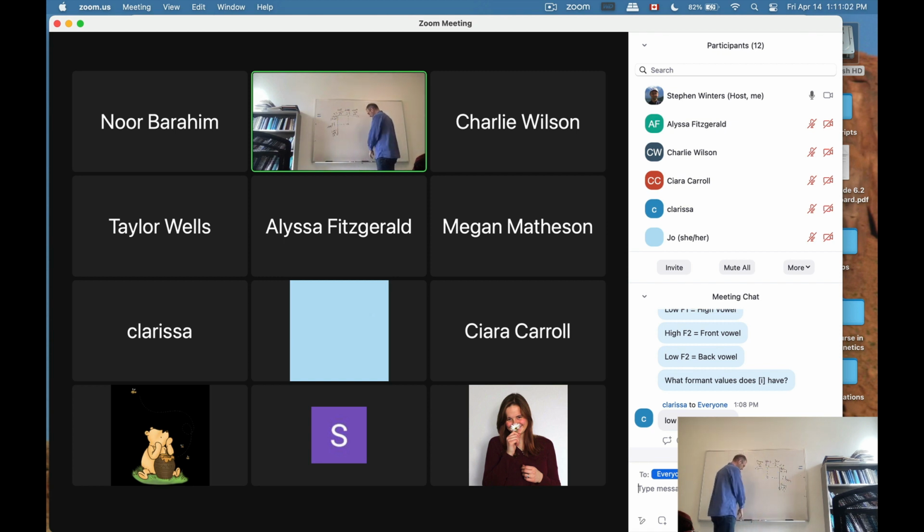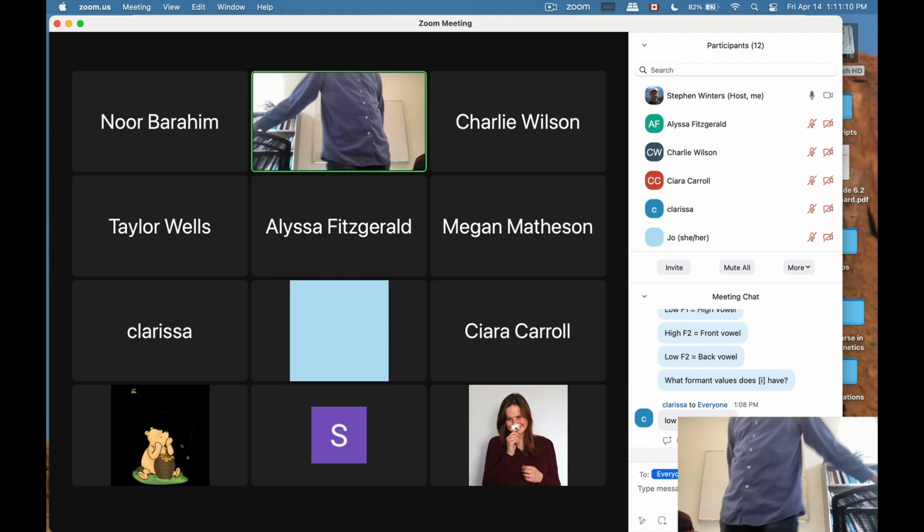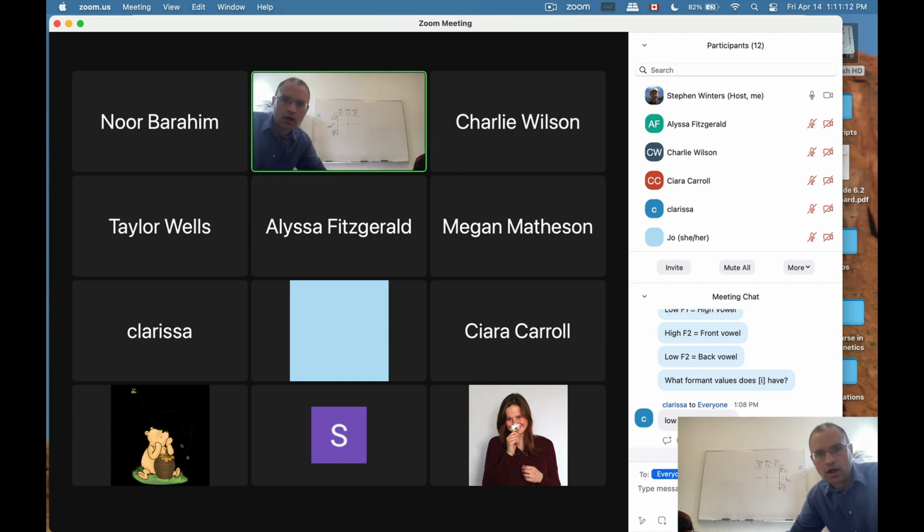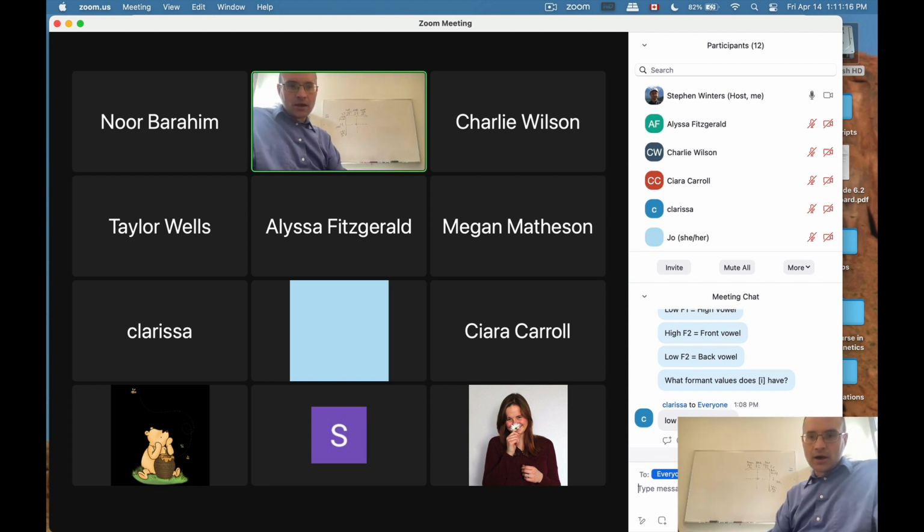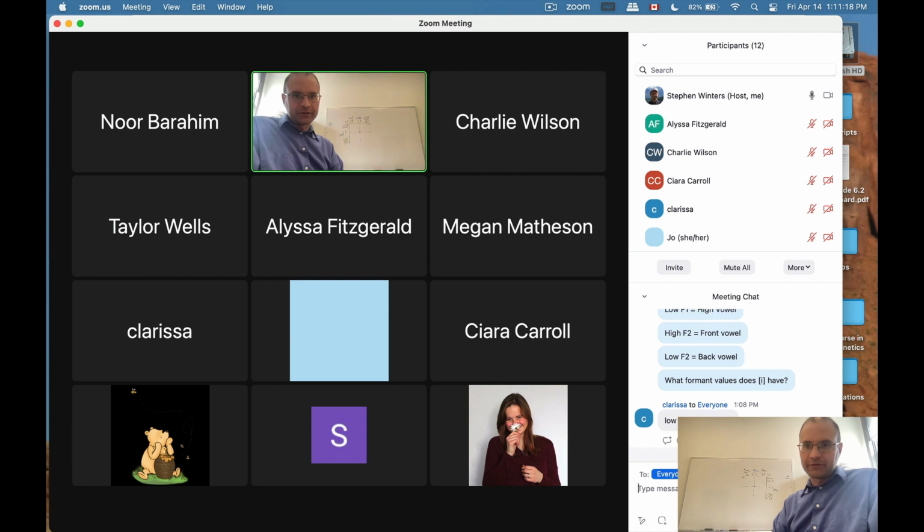So you can kind of use that as a reference point. Both those values get a little bit higher for, say, female speakers or for kids or for smaller people in general, but that's sort of where you can just estimate relative values of F1 and F2. So I've got low F1, high F2 for E, that is correct.